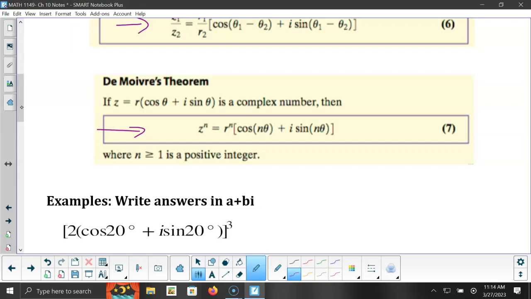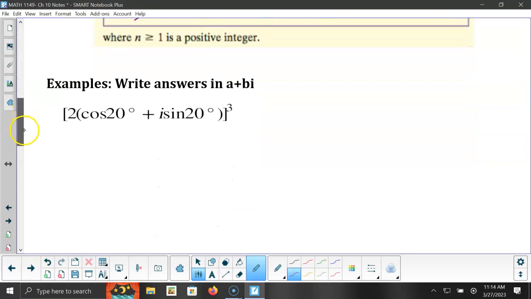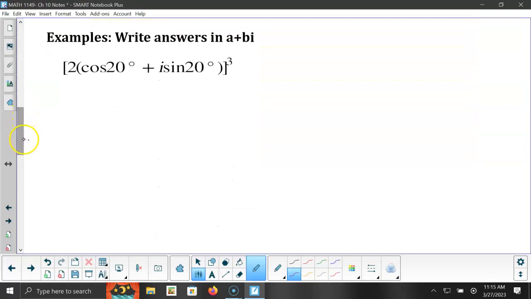So, yes, we found these on the back of the purple sheet, which is nice, because they're all there. All right, so first one we're going to do is raising it to a power.